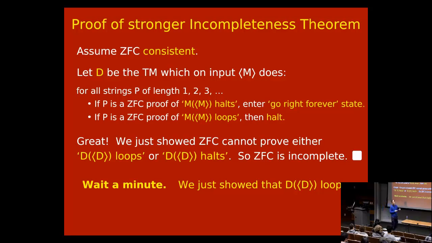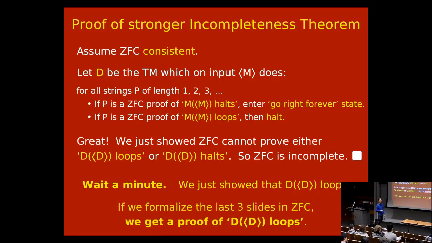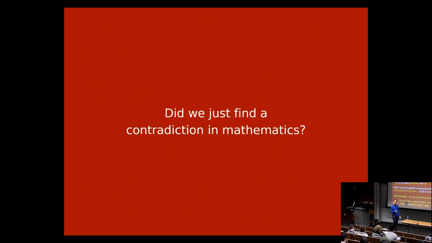They did it for the 4-color theorem and the Kepler conjecture. And this is not even that complicated. Whenever I tell you a regular math proof, you can put it into the Z of C language. But wait a minute, we just proved that D of D loops. And also somehow that there is no proof that D of D loops. So, if we just formalize these last 3 slides in Z of C, we actually get a proof that D of D loops, which is like a contradiction. So perhaps we just found a contradiction in all of mathematics. And then we can really cancel the class.